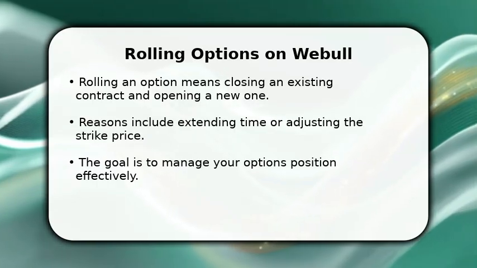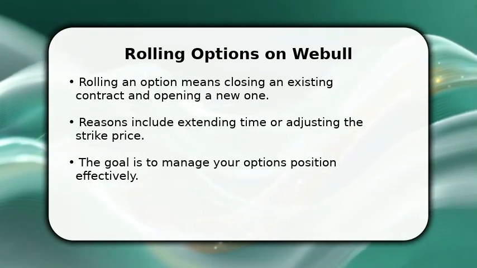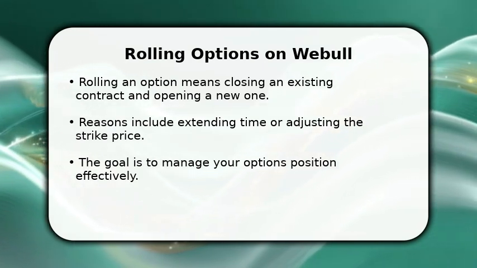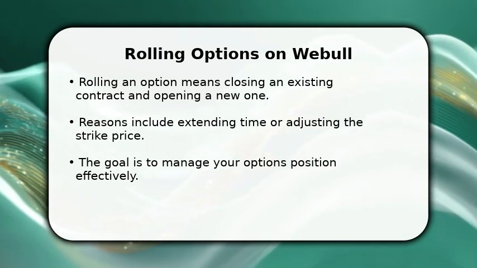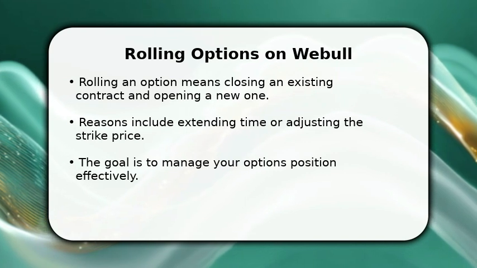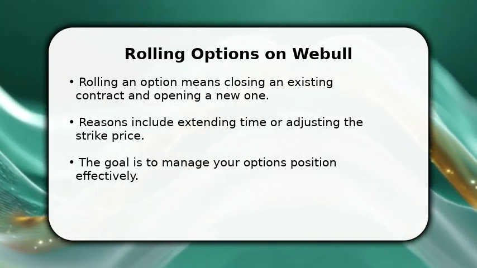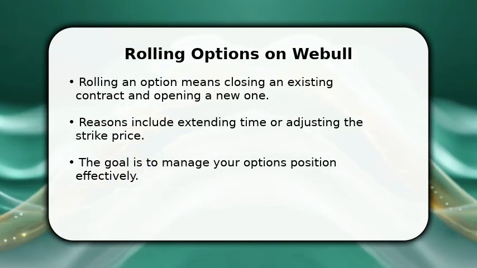In this video, I will explain how to roll options on Webull. Rolling an option involves closing an existing position and opening a new one simultaneously. This strategy allows you to adjust your strike price or expiration date. It's a common technique for managing options trades, whether you're looking to extend time or modify your price target. We'll cover the practical steps within the Webull platform.